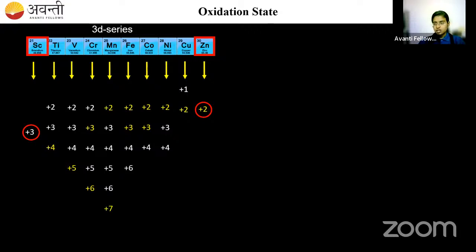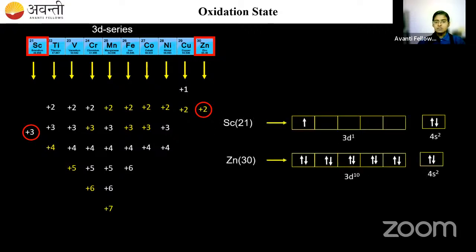Got it? So scandium can exist only in one state, which is +3. Scandium configuration is 3d1 4s2, so it uses all of its 3 electrons to attain the +3 configuration. Coming to zinc, which has atomic number 30, it has 3d10 4s2 configuration. So zinc can lose only its 2 electrons. Zinc cannot exist in +3 state.